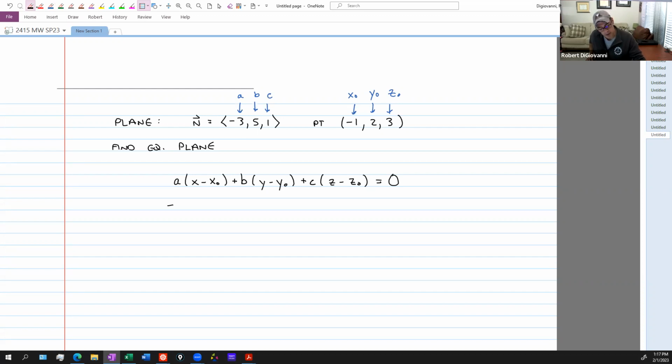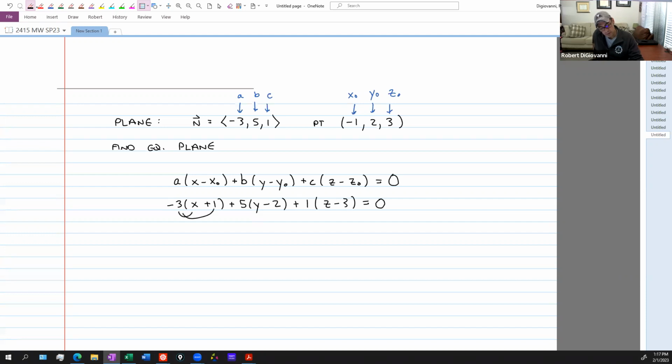Let me just replace things. -3(x plus 1), because you have a double negative there, plus 5(y minus 2), and then plus 1. I don't need the 1, I'll write it anyway. And then (z minus 3) equals 0. So that is our equation of that plane. Now, what we normally like to do is distribute those coefficients or those numbers through. So I'm going to go ahead and do that now.